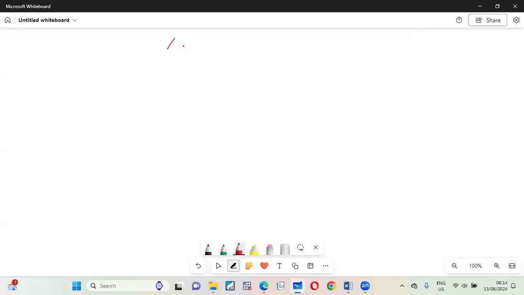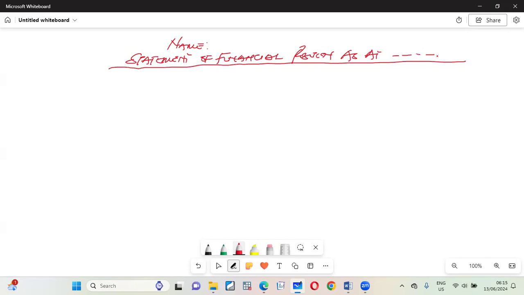We put the name of the person. Then we write balance sheet, or statement of financial position, as at, and you put your date there and underline it. Just as we've been doing every day, nothing changes.